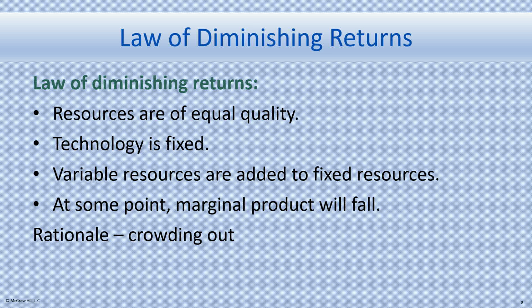So if we're looking at the average product of labor over the course of a month, then we're going to assume that the level of technology employed in that calculation is fixed over time. Variable resources are added to fixed resources. Here's the thing: this law of diminishing returns applies in the short run, but not in the long run.